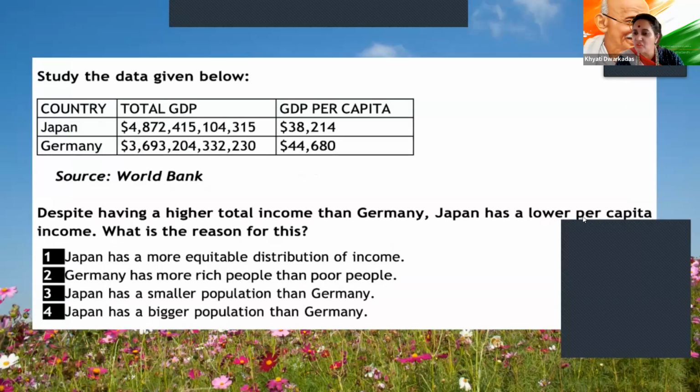Now look at this. This is grade 10 economics. Study the data given below, sourced from the World Bank. Despite having higher total income than Germany, Japan has a lower per capita income. What is the reason for this? Could you put in the correct answer for me in the chat?